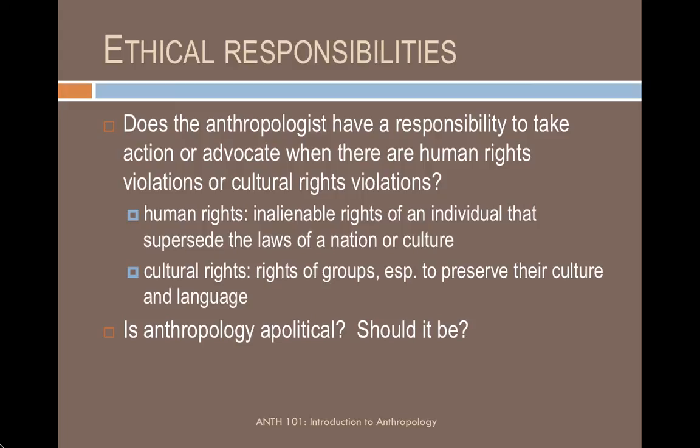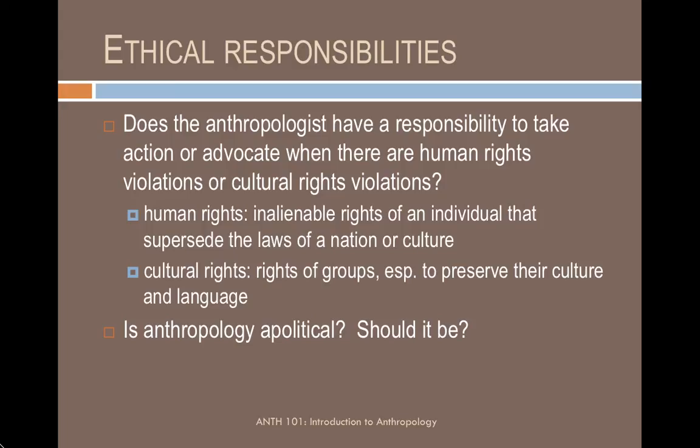A human right could be defined as an inalienable right of an individual that supersedes the laws of a nation or culture. So again, the right to bodily autonomy, the right to choose what happens to your own body, is a human right. So no matter what the federal law says, a human right is something that cannot be denied. If we're working with a group of people who have a particular practice that violates these human rights, we have to consider what our responsibilities are, or what types of actions we can take.